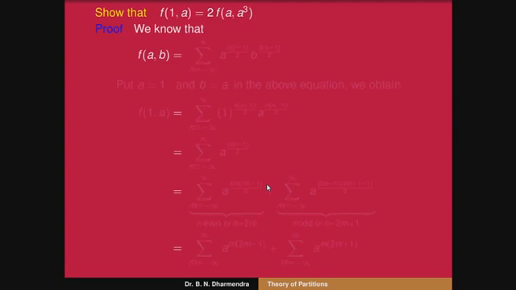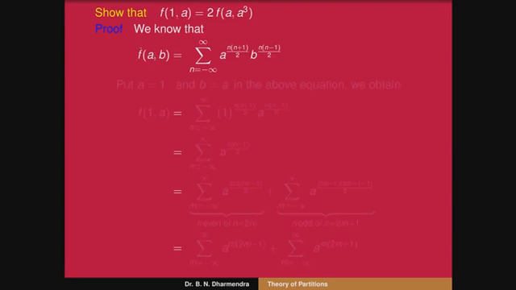The next one, we can show that f(1, a) is equal to 2 times f(a, a cubed). Firstly, we prove this by Ramanujan's infinite series. We know that f(a, b) is equal to the summation n running from minus infinity to plus infinity of a to the power of n(n+1)/2 into b to the power of n(n-1)/2. Comparing the LHS, we can put a equal to 1 and b equal to a.